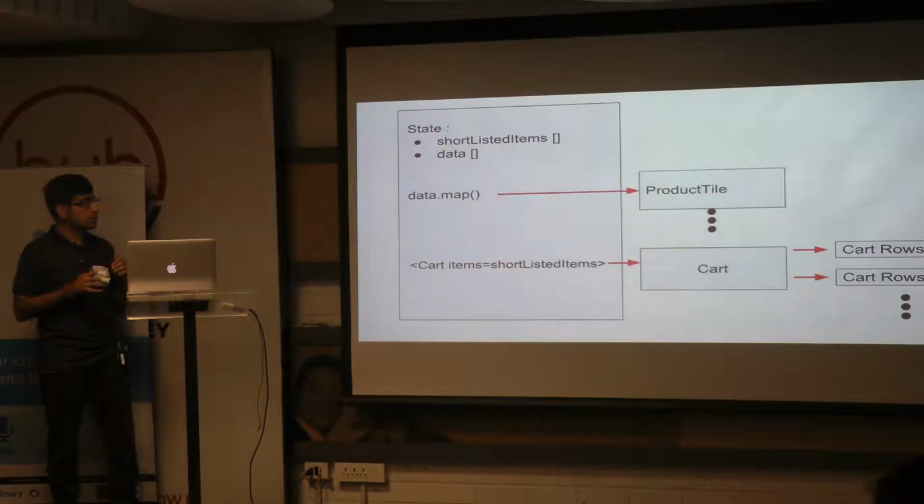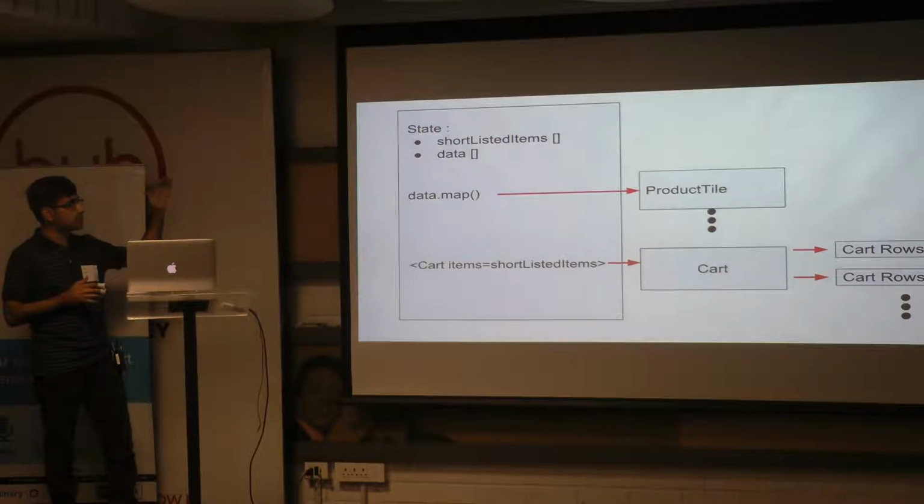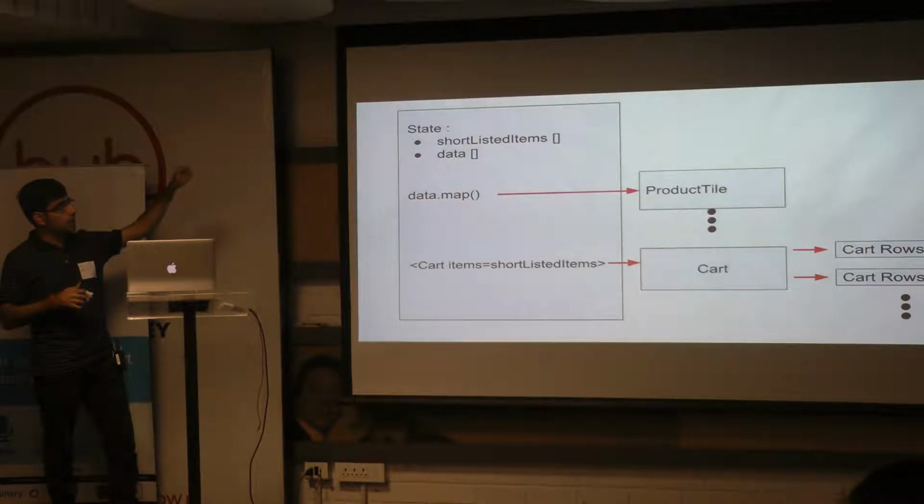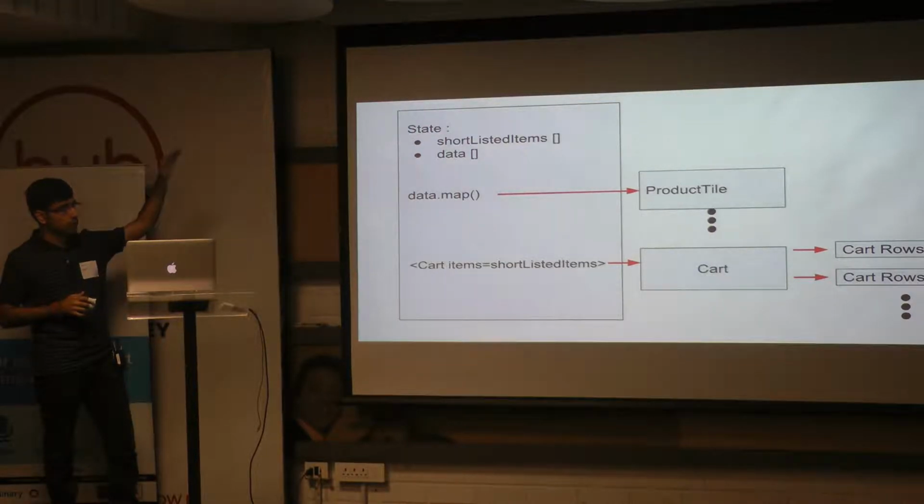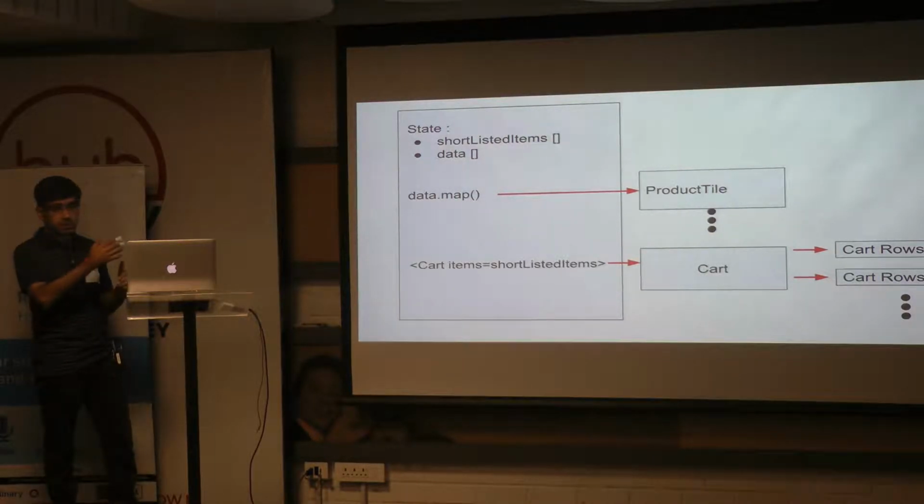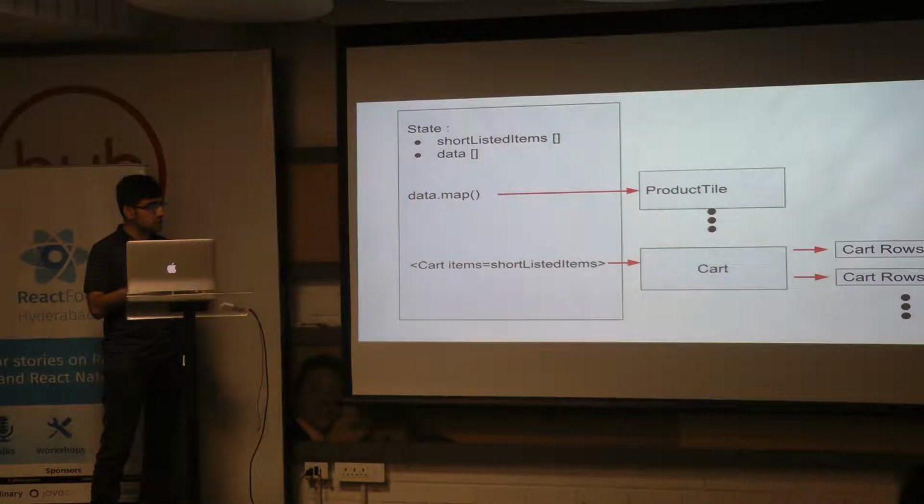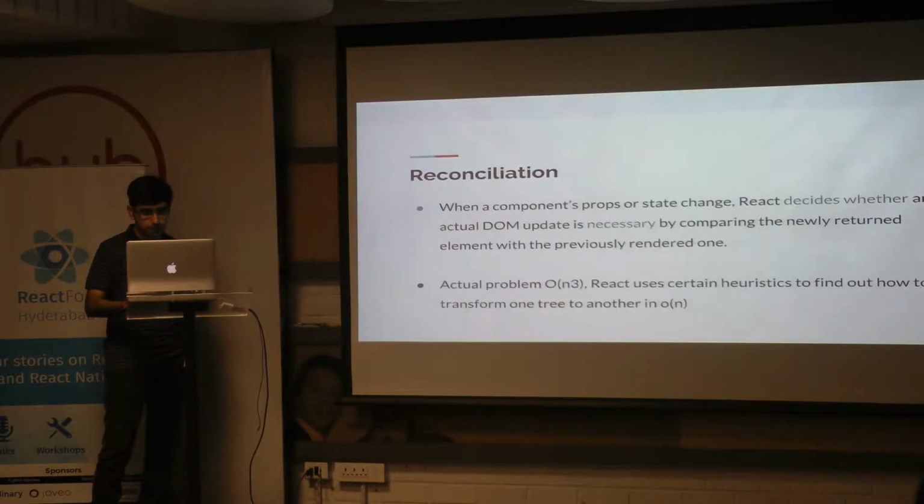So this is the demo app that we are using. This is how it's structured. It has data of products arranged in its state and this array of shortlisted items, which are basically items which are present in the cart. We are calling map on data to render all the products and then passing shortlisted items to cart to render data in the cart. So this will be the diagram or the architecture of the sample or demo application which we are using in this video.